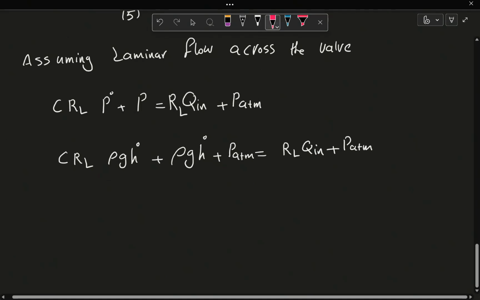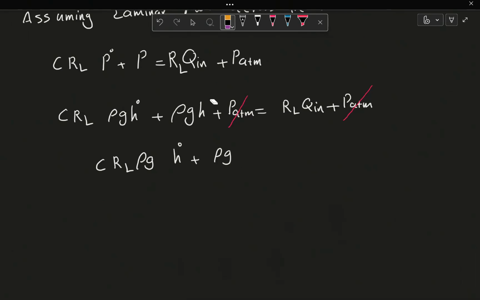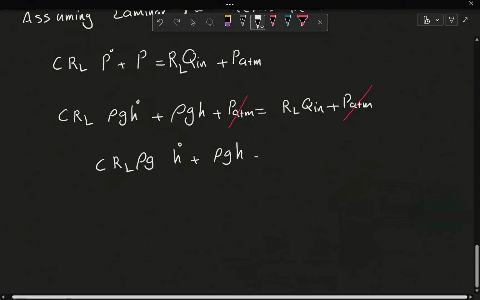And let's simplify this equation a little bit. So P atmosphere with P atmosphere will go away. And you will end up with this dynamics as CRL rho G H dot plus rho G. I made a mistake here. This should be rho G, not rho G H dot. Plus rho G H equals to RL QN. Again, guys, to make sure that you didn't make any mistakes, check for the signs.